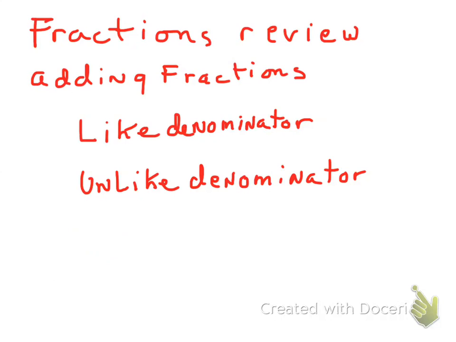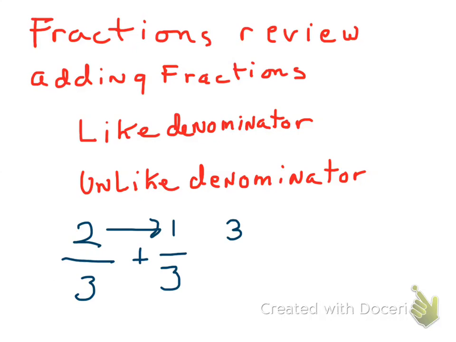Okay, with that said, when you have like denominators, really easy. If you have 2/3 plus 1/3, piece of cake. You just add the numerators and keep the same denominator. That's it. Just carry it across. Don't change the denominator. The denominator stays the same.